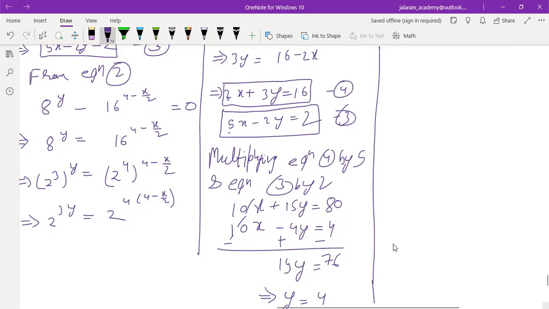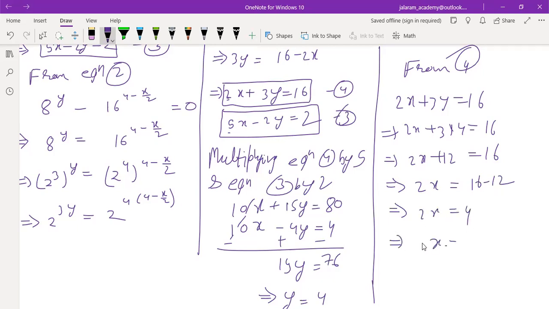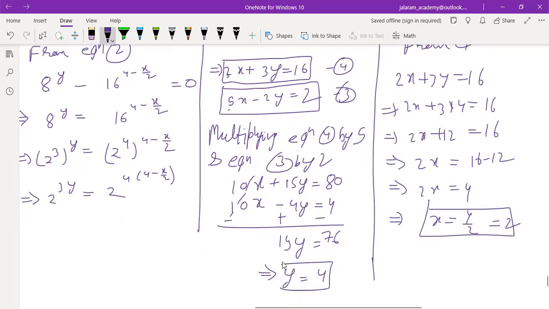When y equals to 4, substitute in any one of the equations. So if we use equation 4, 2x plus 3y equals to 16, 2x plus 3 into 4 equals to 16, it implies that 2x plus 12 equals to 16. It implies that 2x equals to 16 minus 12. It implies that 2x equals to 4. It implies that x equals to 4 by 2 equals to 2. So x equals to 2 and y equals to 4 are the answers. Is that clear to everyone?